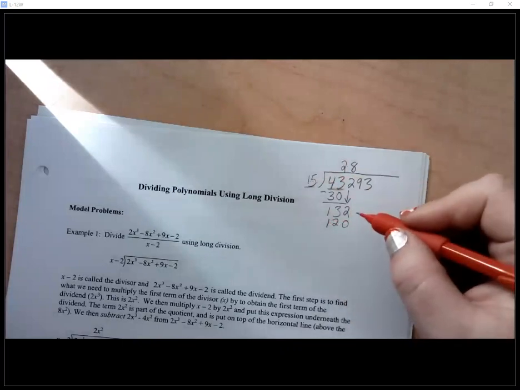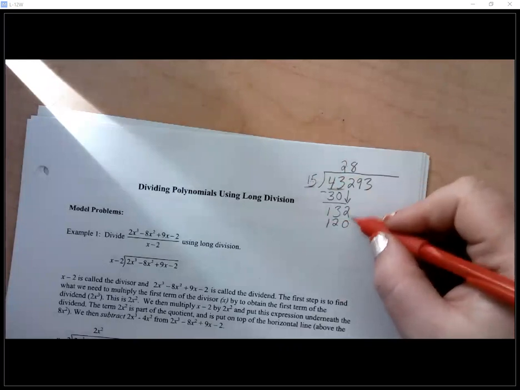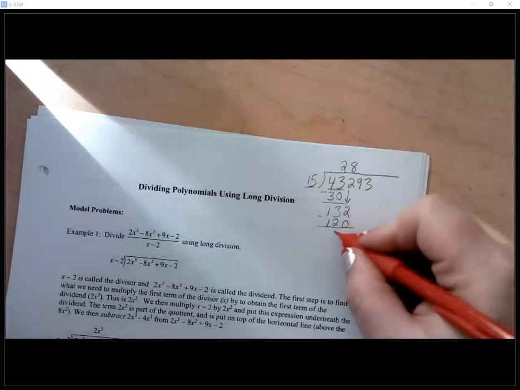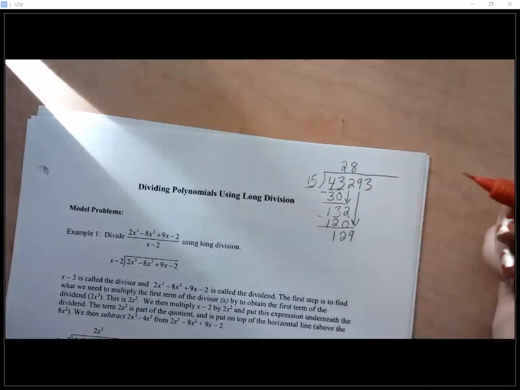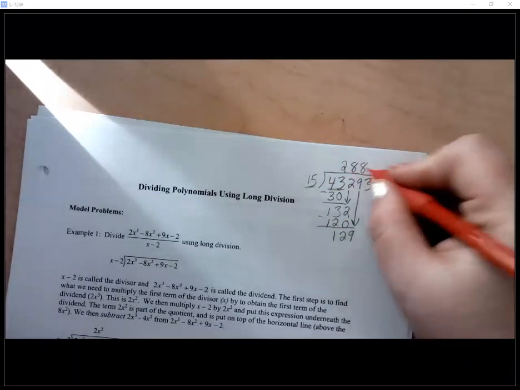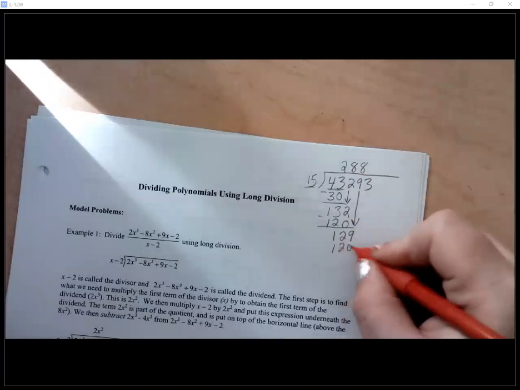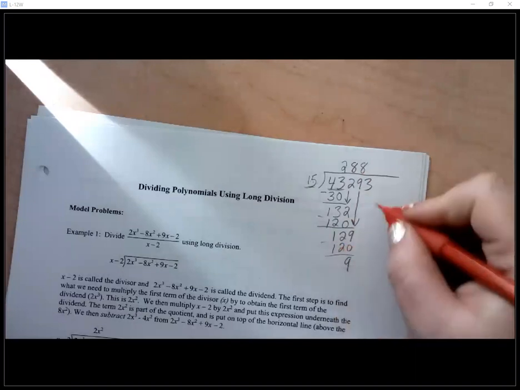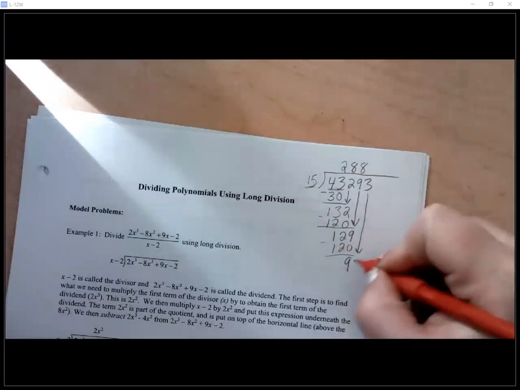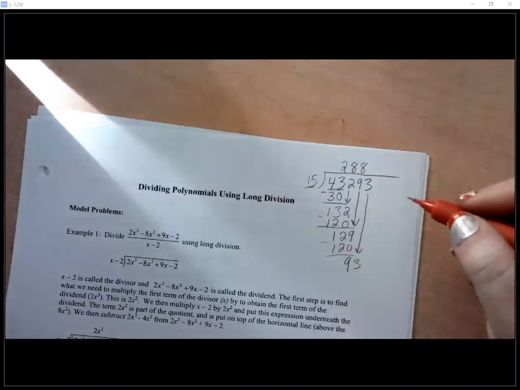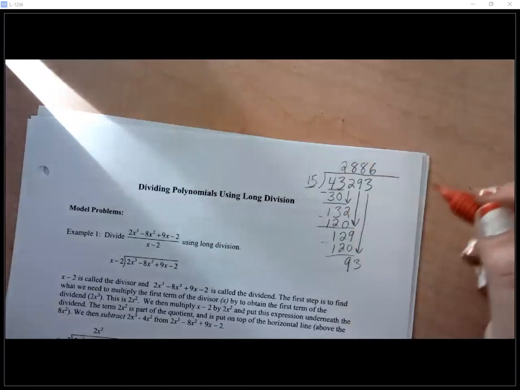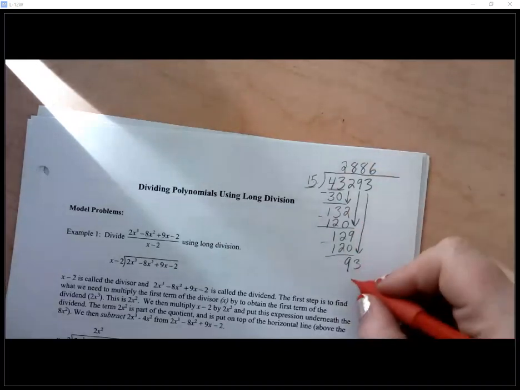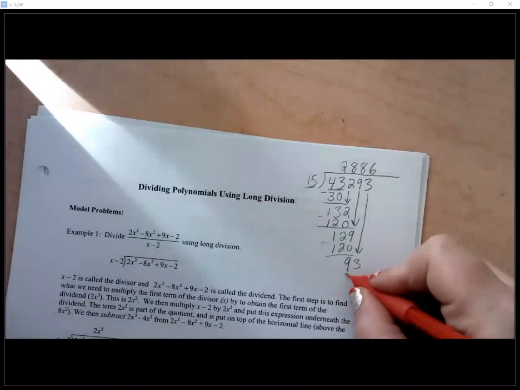What's the next step? Subtract again. I end up with a 12. Bring down the next digit, which is a 9. Another 8. We already know that's 120. Minus, I get a 9, bring down the 3. And what's that? 6. 6 times 15 is 90. Minus, I get a 3.